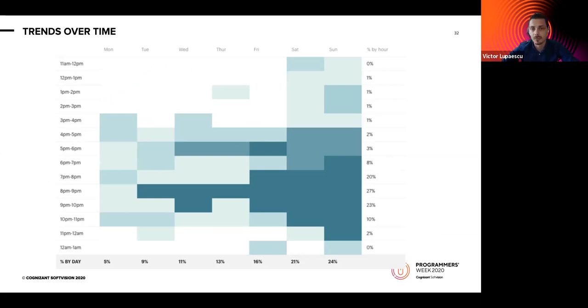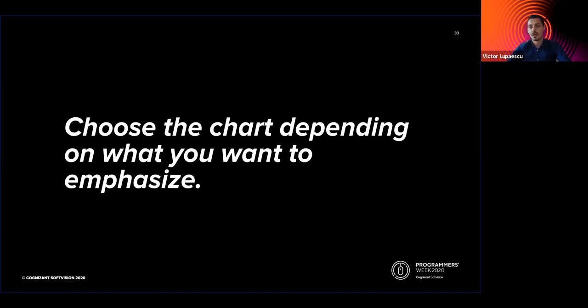It's really powerful from that sense. You can see that I have the most visitors, or the most clients, from around 8 to 9 p.m. Then I can see I have the most on Saturday and Sunday. So there are many insights that I can get from this. One nice thing that I like about this chart, and it wasn't done by me, is that you also have the totals on the right and on the bottom. So I can compare the totals as well. So choose the chart depending on what you want to emphasize. It's really important.